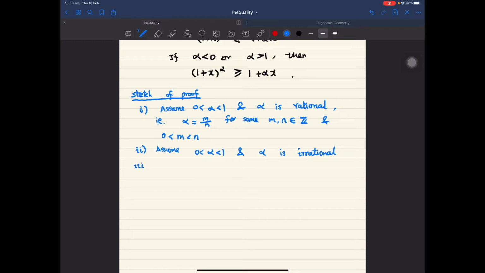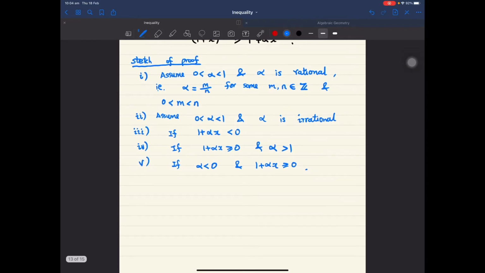Now the third one, we look at 1 plus alpha x less than 0. The fourth one, we look at 1 plus alpha x greater than or equal to 0 and alpha greater than 1. The fifth one, alpha is less than 0 and 1 plus alpha x greater than or equal to 0. So let's get started.